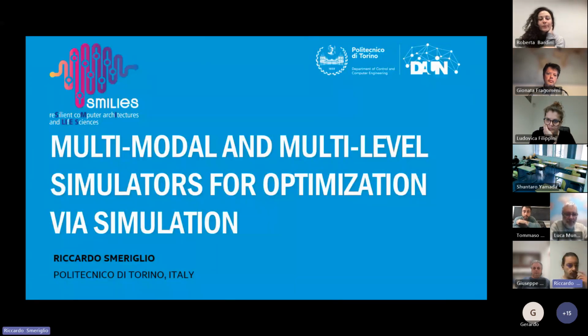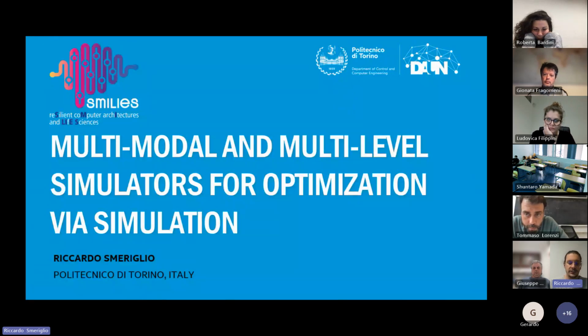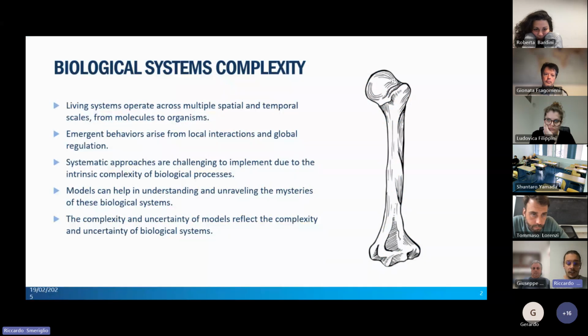Okay, perfect. So I'm here to talk about multi-model and multi-level simulators for, in particular, optimization via simulation. So as Giorgia and Gionata described very well, living systems and biological systems are very complex. So they can be modeled, as Tommaso and Nadia were describing, using mathematical models that are quite abstract. Of course, the high complexity of the biological systems will drive the high complexity also of the model, as we have seen. So this will always be a problem, we can say. The complexity of the model will be always high.